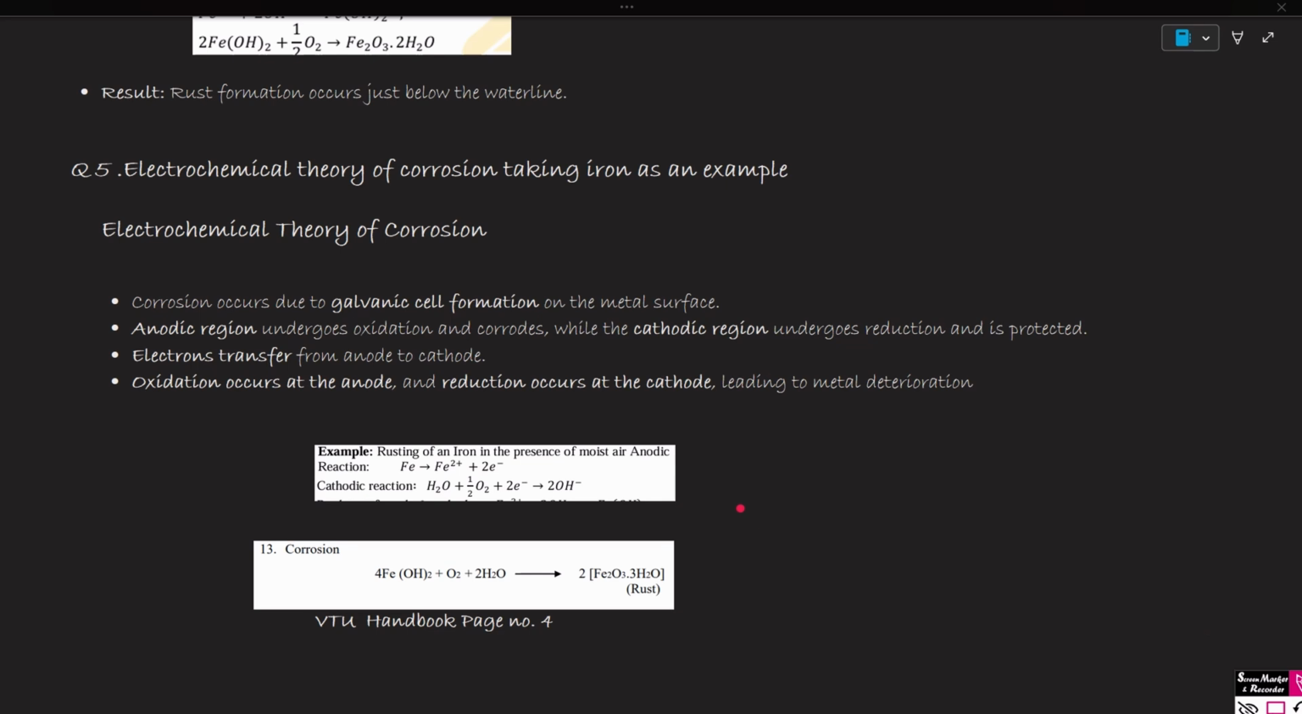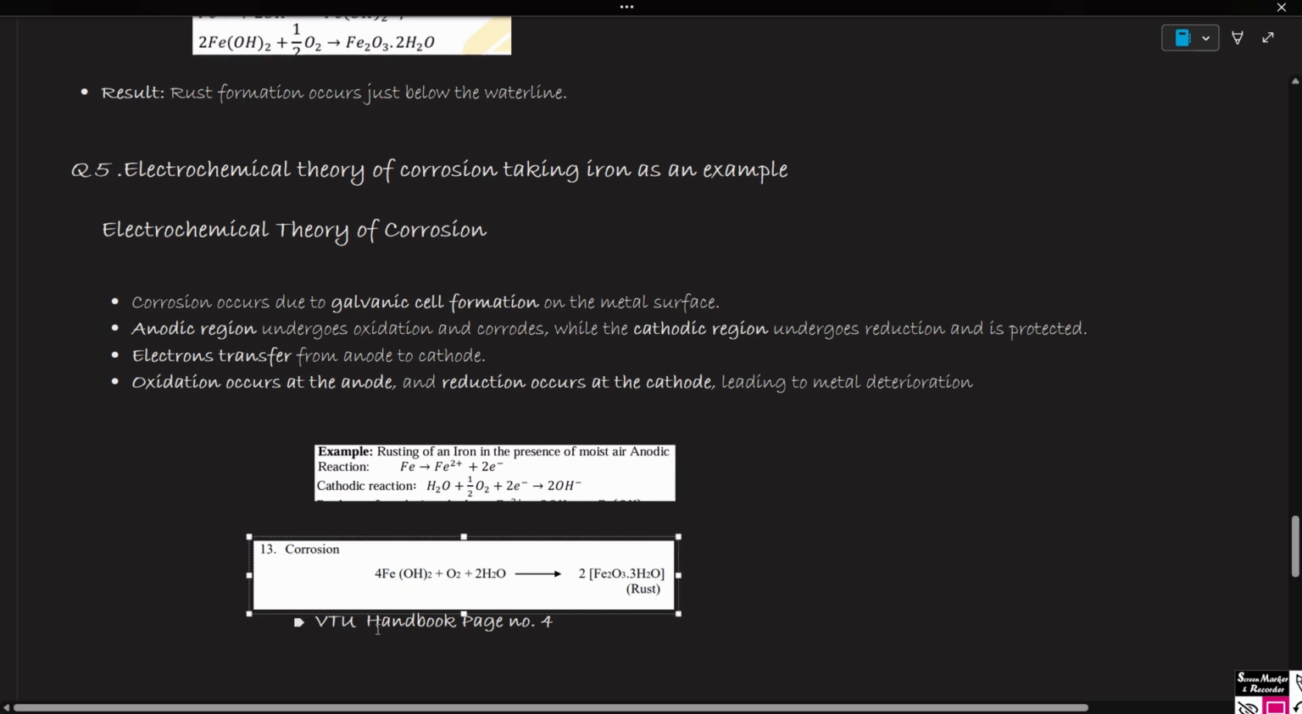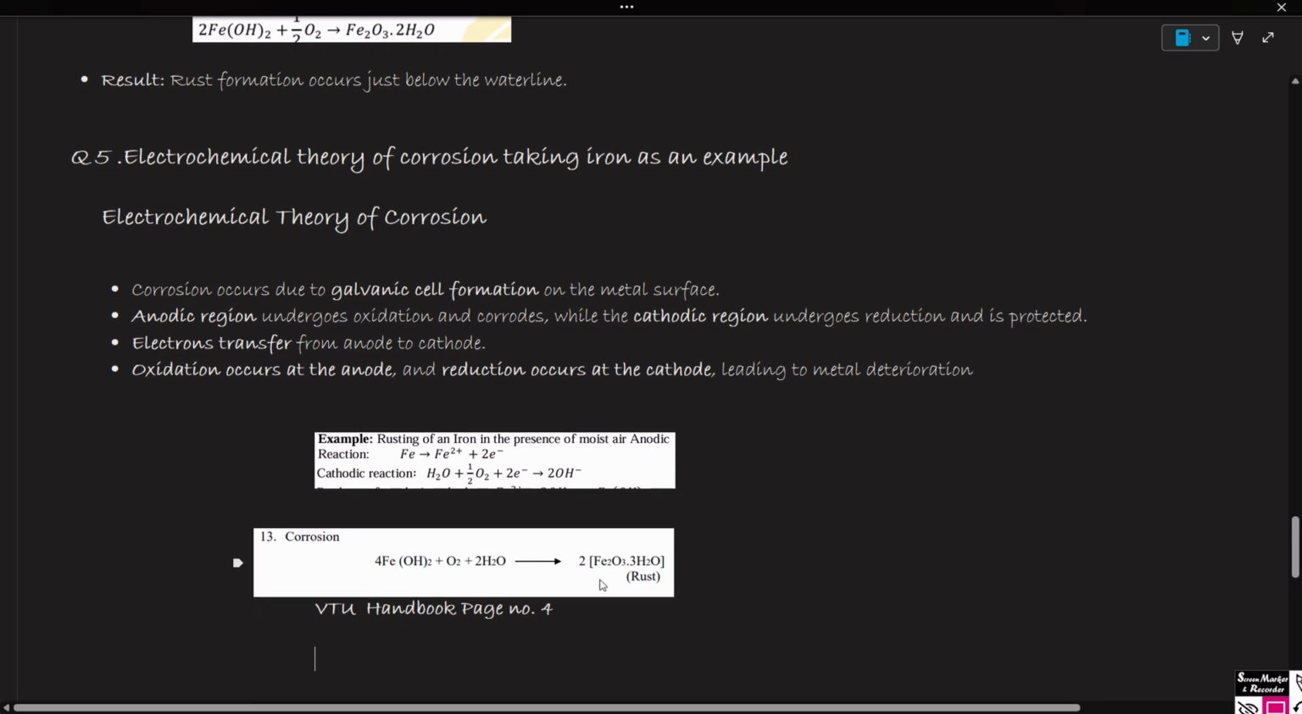Here we need to write this taking iron as an example, in the presence of moist air, the anodic reaction. We need to write both reactions. The iron is initially Fe, later it gets oxidized, then the oxide layer forms and later it becomes corroded. You can also skip it: write this equation and then write the corrosion equation given in the handbook provided to you during the exam. It is on page number 4. Just write this equation if you can't remember.